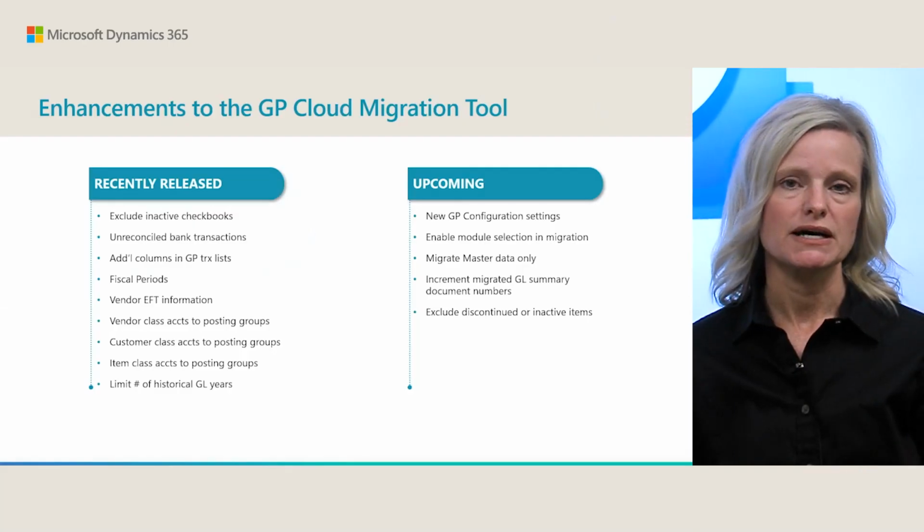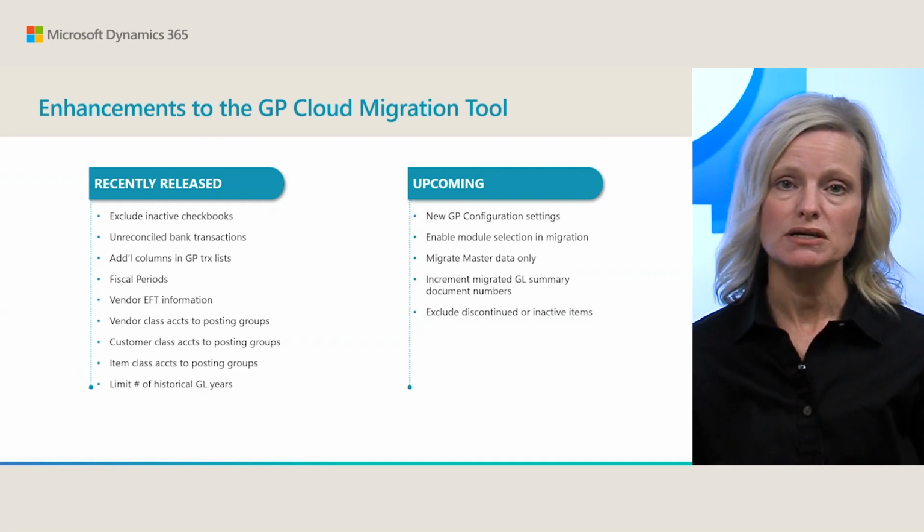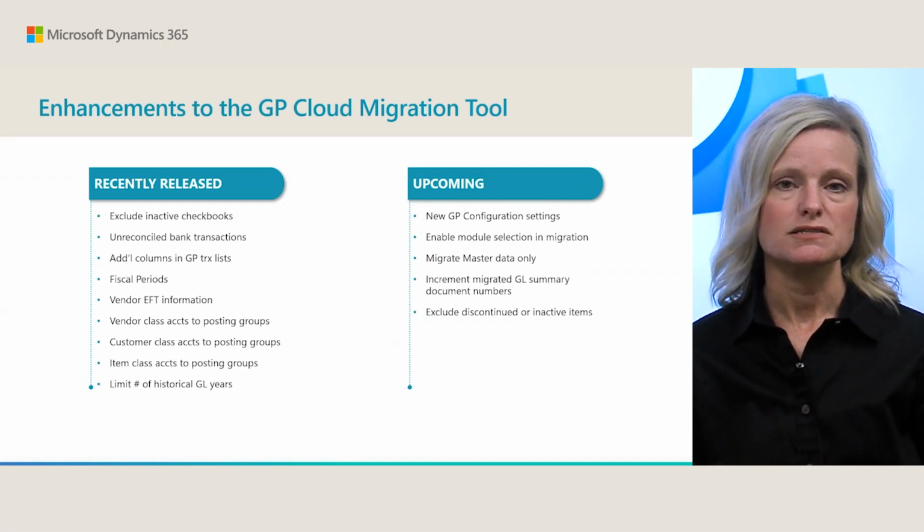Also, based on some feedback, we bring over that GL summary information, but everything was being assigned the same document number, which made it difficult to reconcile, or if you needed to reverse a specific transaction, it was reversing everything. So now we will increment that document number for those individual GL summary records. So that is a sneak peek into what you can expect as part of the new release. With that, let's dig into the tool in a bit more detail.